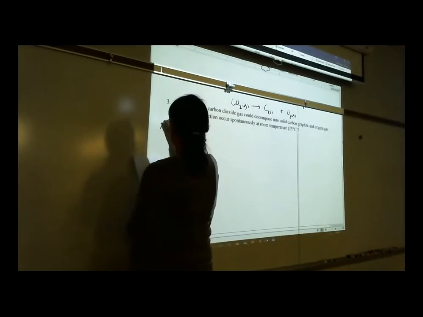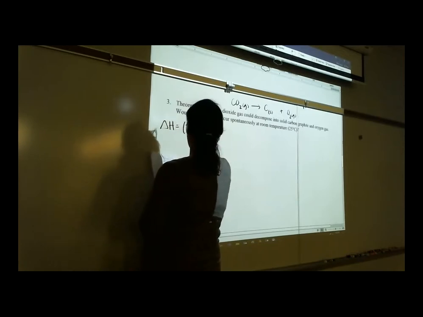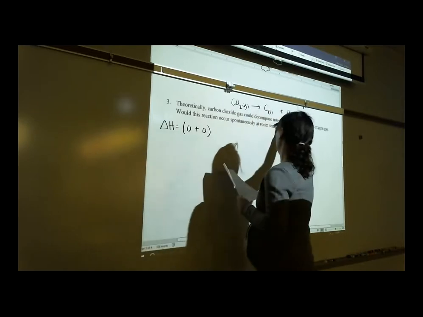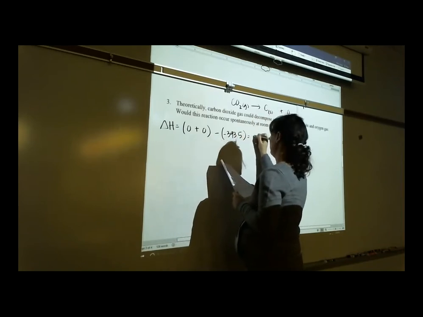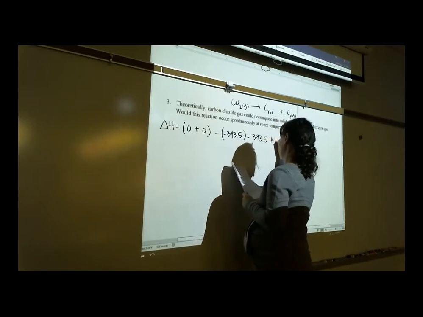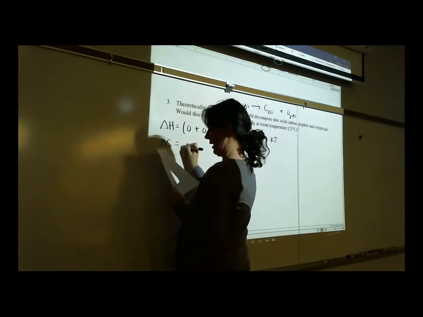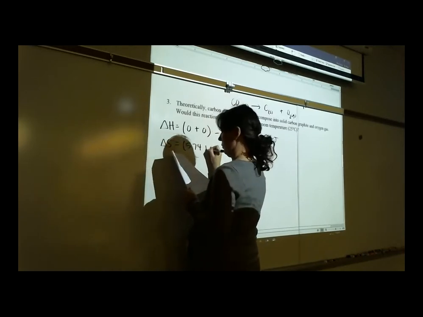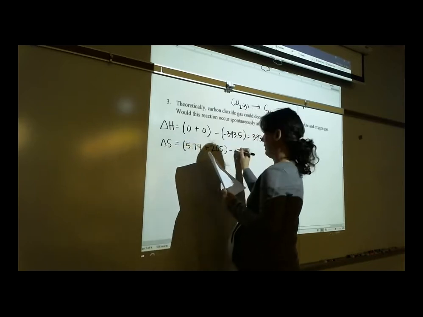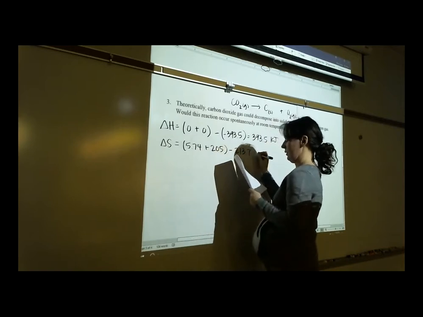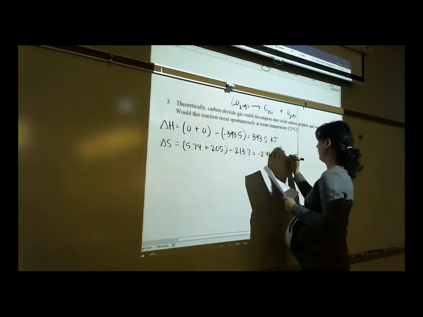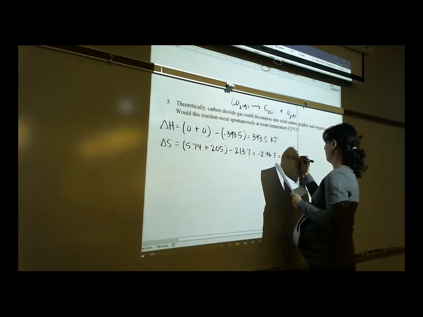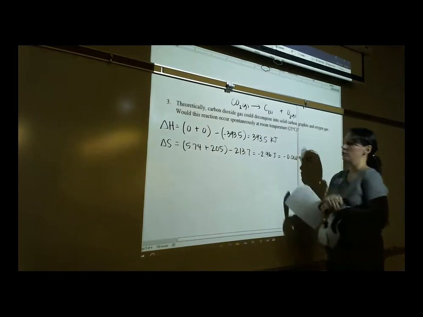So we need to calculate delta H and delta S before we can calculate delta G. So I got for delta H, 0 plus 0, right? Because that's the most stable form. Minus -393.5. So that's just 393.5 kilojoules. For delta S, I got 5.74 plus 205 minus 213.7. So that's negative 2.96 joules, dividing by 1,000, negative 0.00296 kilojoules.